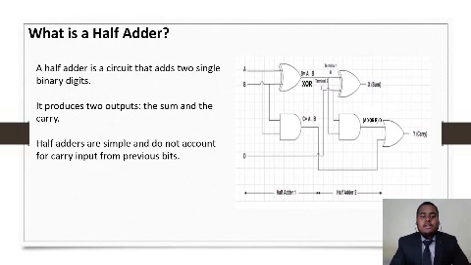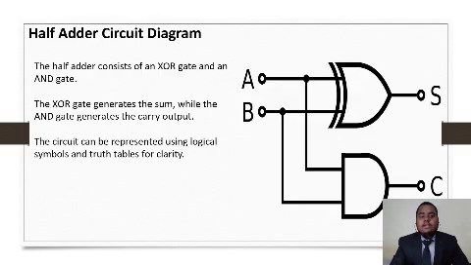What is a half adder? A half adder is a circuit that adds two single binary digits. It produces two outputs: the sum and the carry. Half adders are simple and do not account for carry input from previous bits.